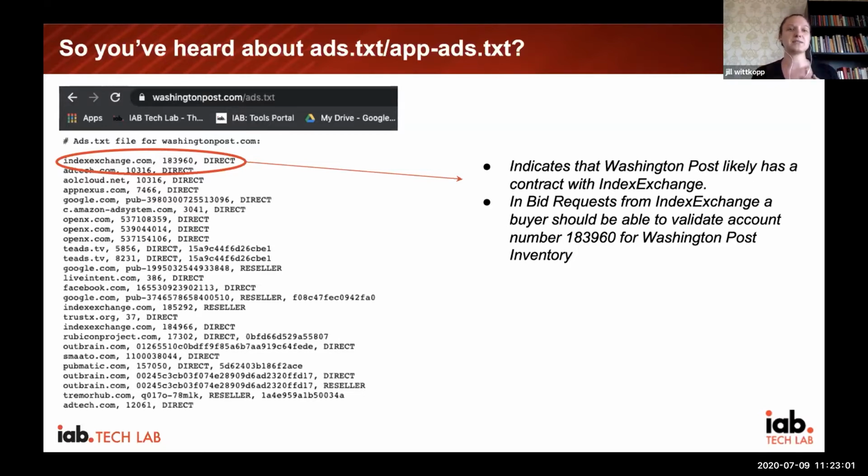All of these specs are really meant to follow the money, is a phrase that the working groups use. They're meant to trace where the direct relationships, being contracts and money changing hands, happen. So Index Exchange being listed as a direct seller likely means they have a direct contract with Index Exchange. And you can also see the publisher ID there, 183960. In a bid request from Index Exchange, a buyer should be able to validate that account number for Washington Post inventory. Next slide, please.